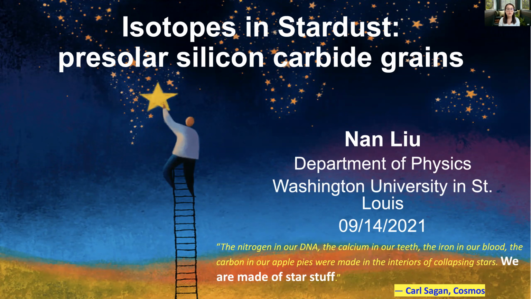Louis. So in this part of the lecture, I will focus on pre-solar silicon carbide stardust, which is the best studied pre-solar phase. We will have a look at their different stellar origins and see what we can learn about stellar nucleosynthesis by studying the isotopic compositions of pre-solar silicon carbide grains.